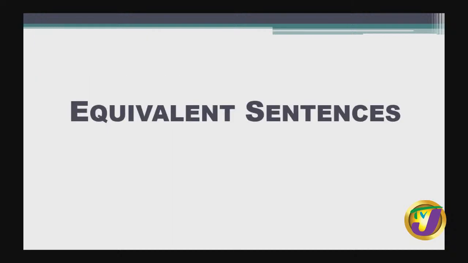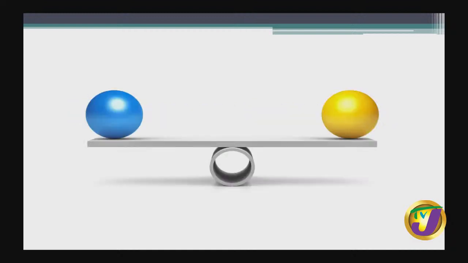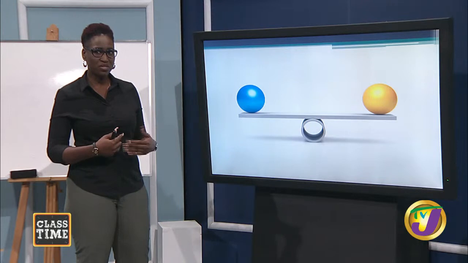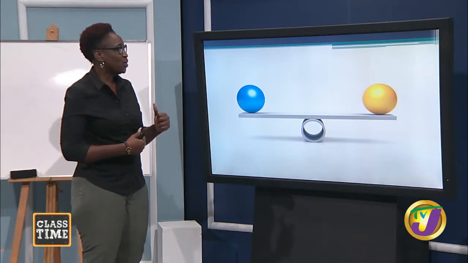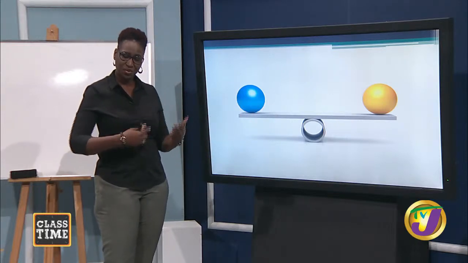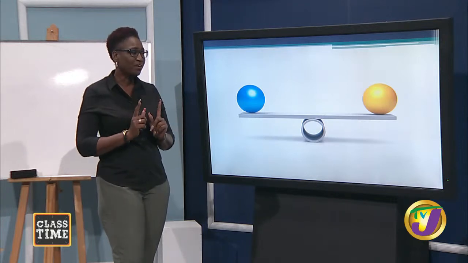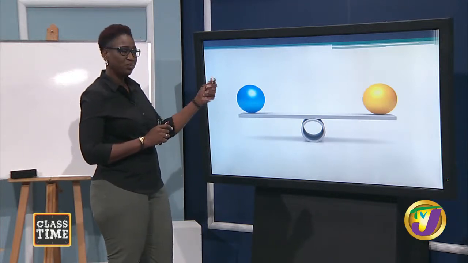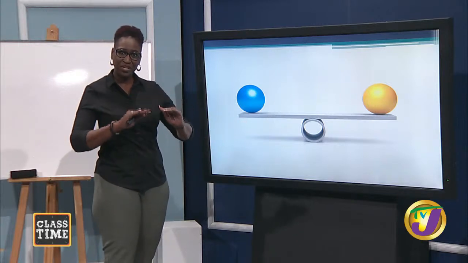So of course, let's start with our equivalent sentences. Now, look at this picture. What are you looking at? Now, the idea behind equivalent sentences, of course, is that you are going to get an original sentence, and that original sentence will yield another sentence that you need to spot among the options given. Now, the idea is they're not going to be exactly the same in wording because they're going to be phrased differently. However, even though you notice one ball is blue, the other is yellow, they're both of equal weight.